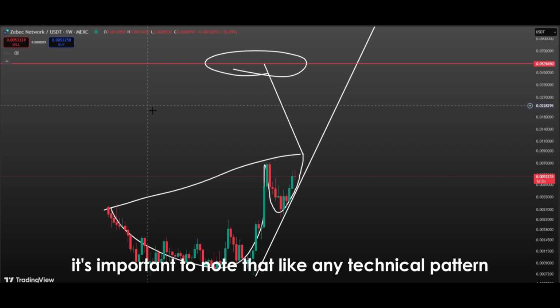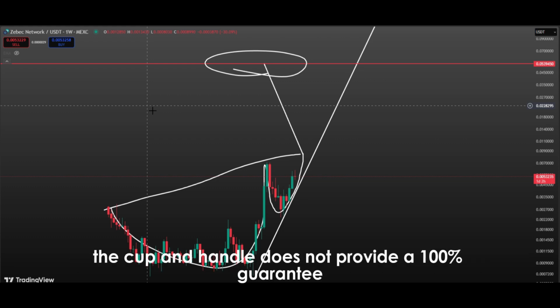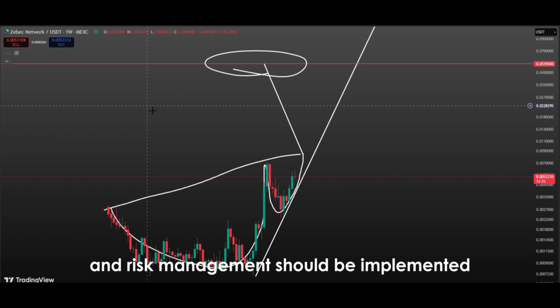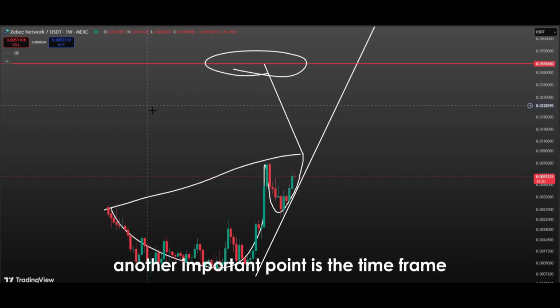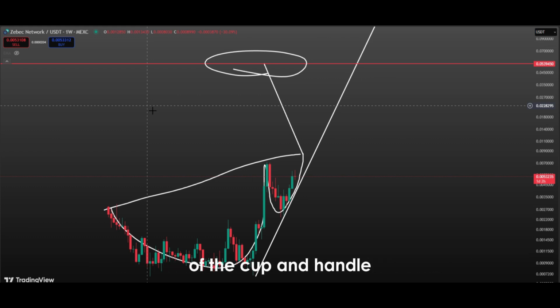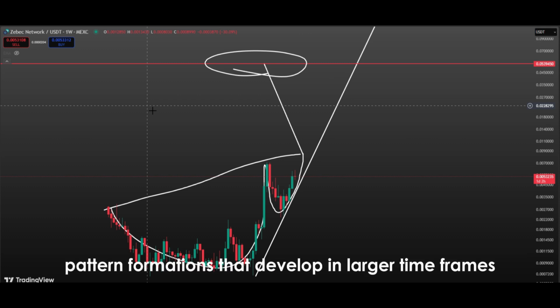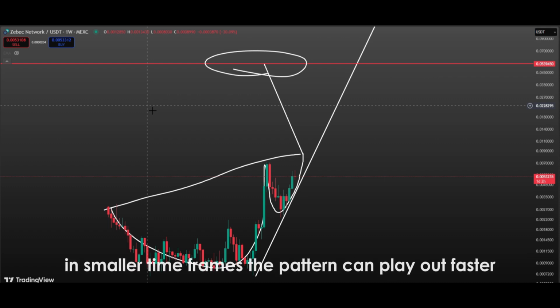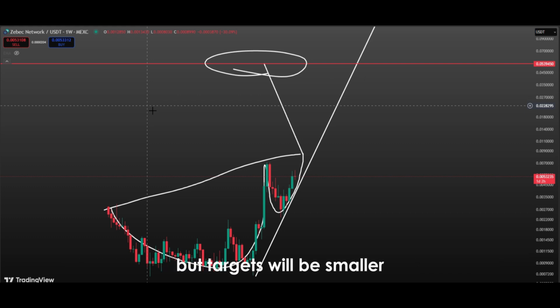However, it's important to note that, like any technical pattern, the cup and handle does not provide a 100% guarantee. A stop-loss level should be set and risk management should be implemented. Another important point is the time frame of the cup and handle pattern. Formations that develop in larger time frames, daily, weekly, are generally more reliable and produce bigger price moves. In smaller time frames, the pattern can play out faster, but targets will be smaller.